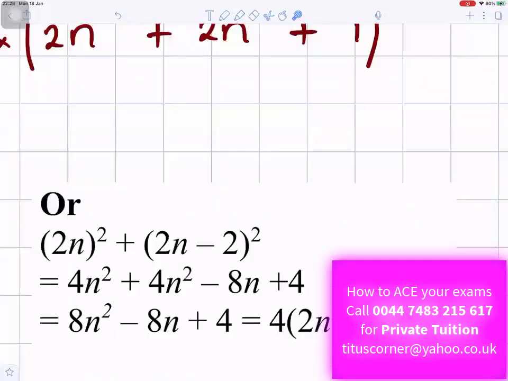And this is another way you can do it. You can have 2n squared, and the number before 2n squared is 2n minus 2 squared. When you expand it, you will get 4 plus 4n squared, which gives you 8n squared minus 8n plus 4. And 4 will come out as a factor. So that means it's a multiple of 4. That's another way to do it.